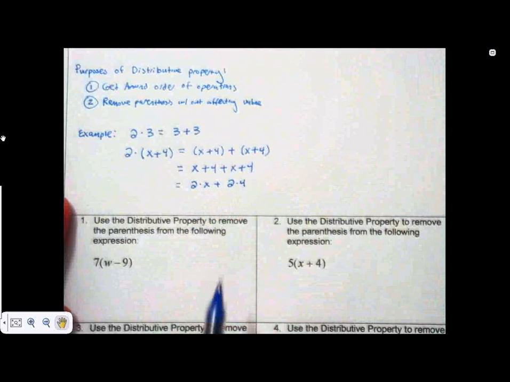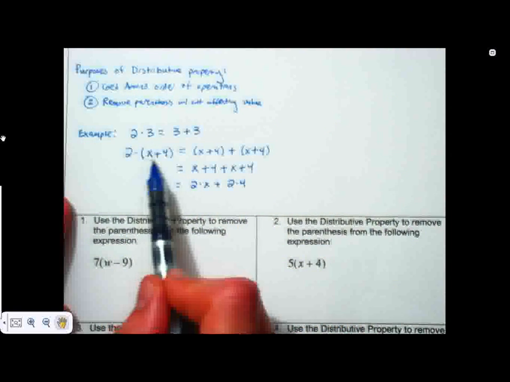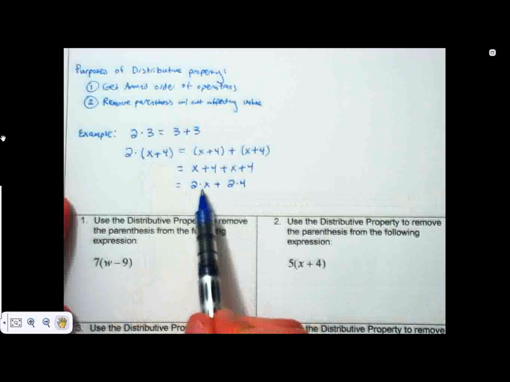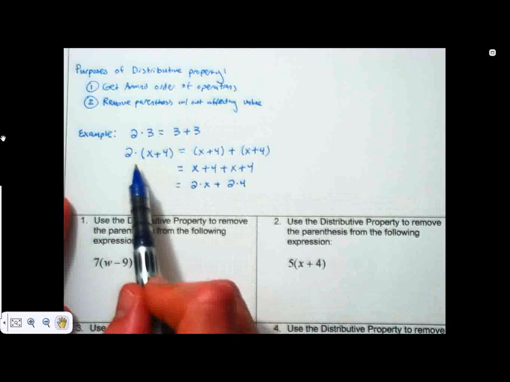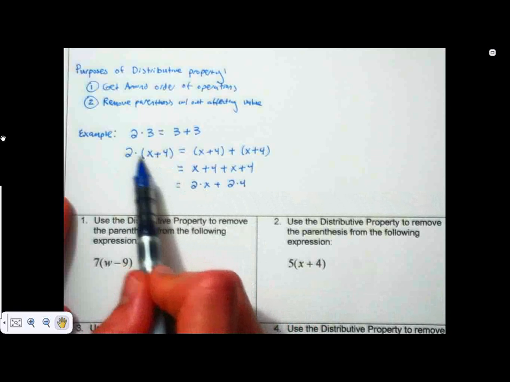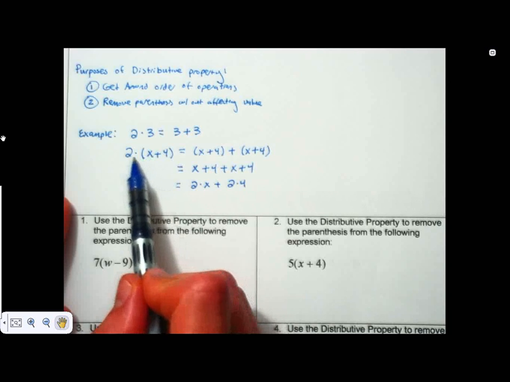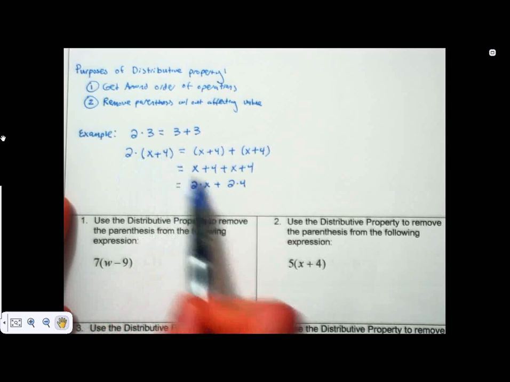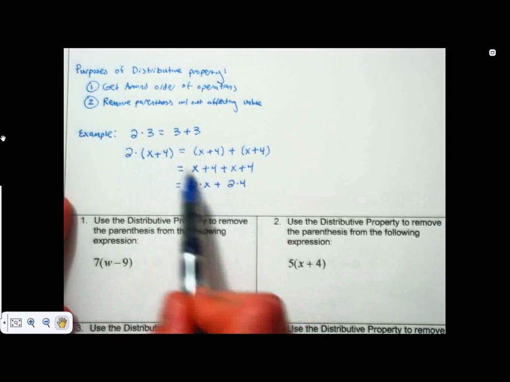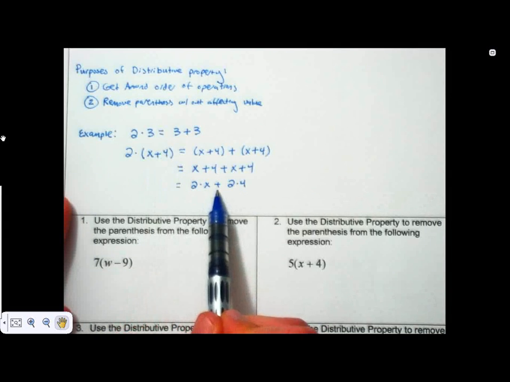Well, is there a shortcut? Could I have gone somehow from this expression to this expression down here? Well, if you'll notice, basically all I did was I took 2 times the first term, 2 times x, and then I took 2 times the second term, and then the sign in the middle, in this case addition, that operation stayed the same.